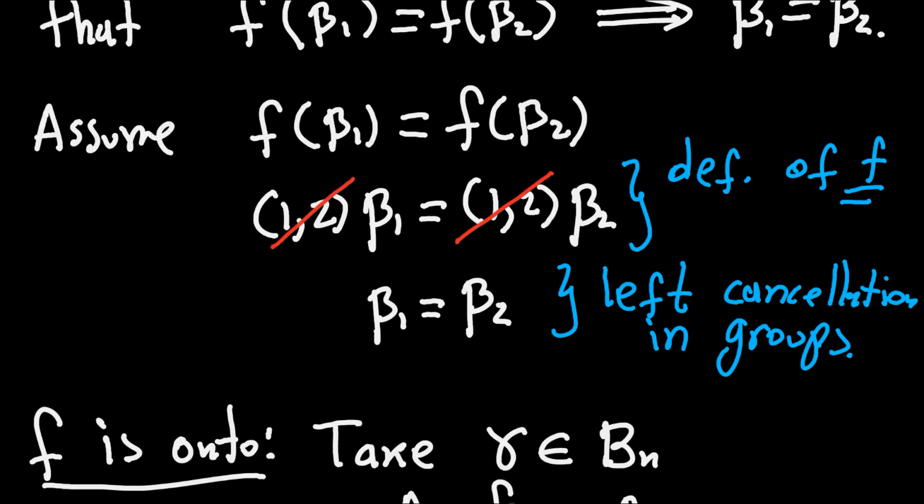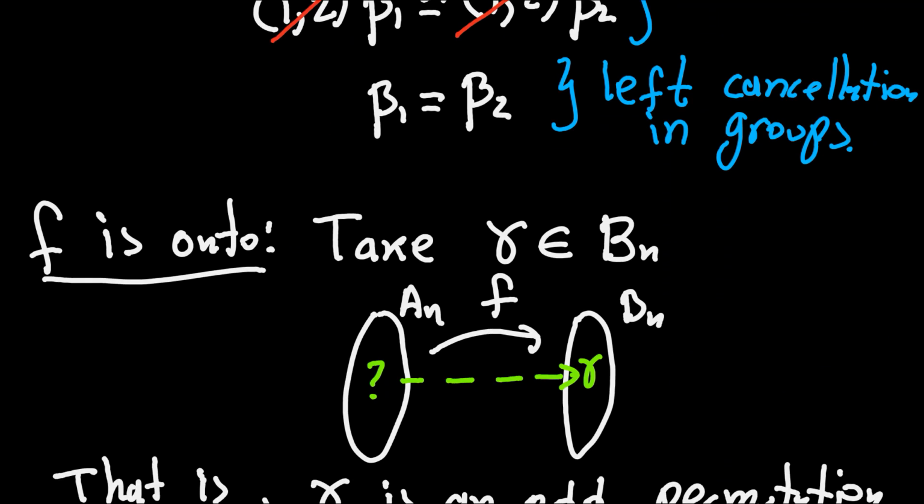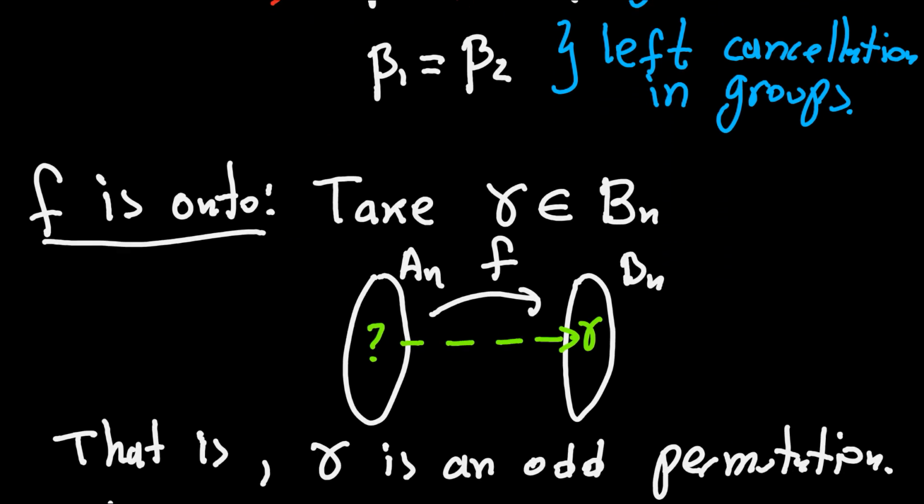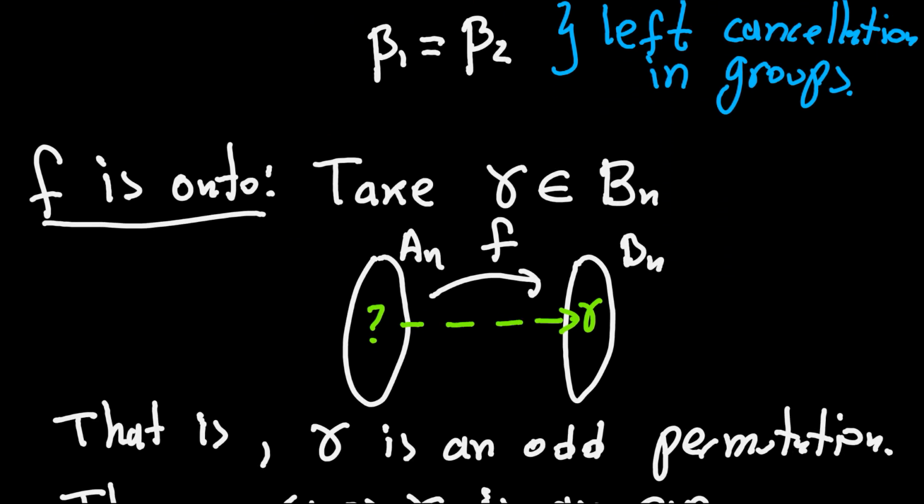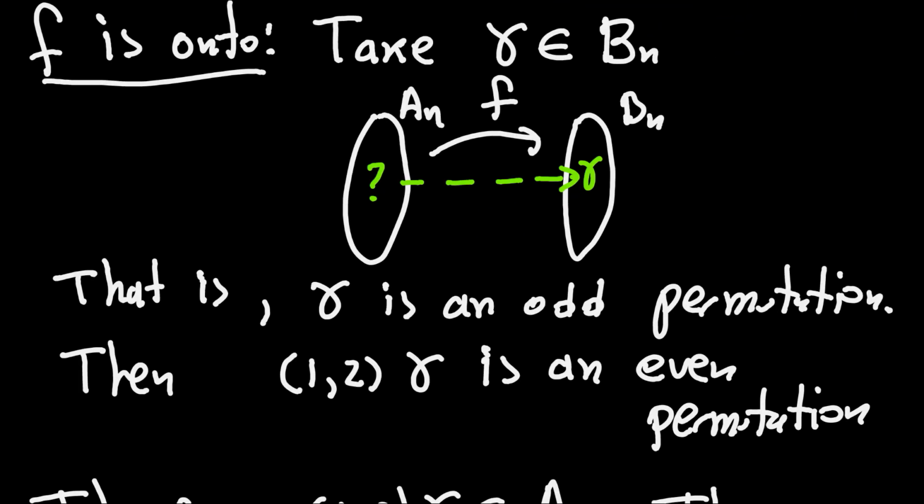Now what is left to prove is that this is onto, or surjective. Let's recall what surjective means. Surjective means that whenever I take an element gamma in the codomain, then I can produce an element in the domain that maps into that element gamma. So let's take an arbitrary gamma in Bn, and I'm going to prove that that gamma comes from some element in An. So gamma is an odd permutation.